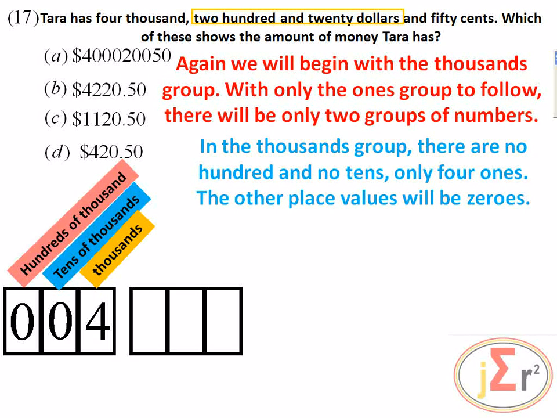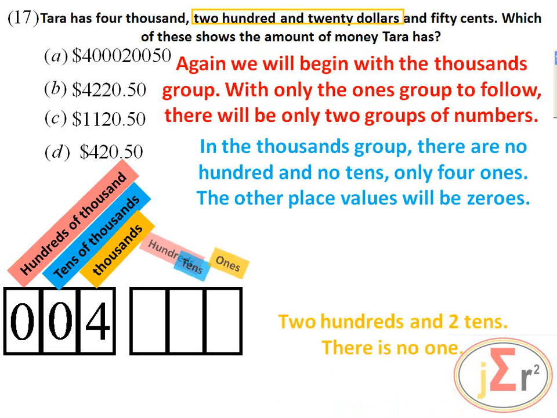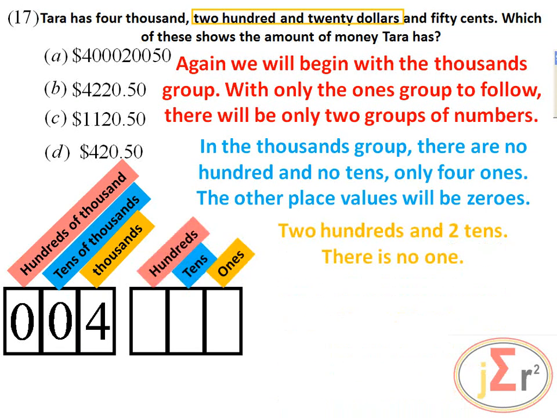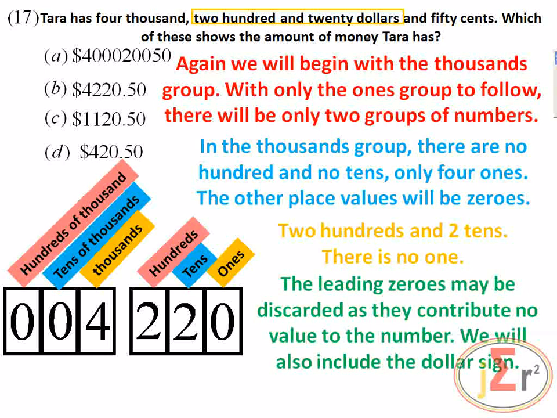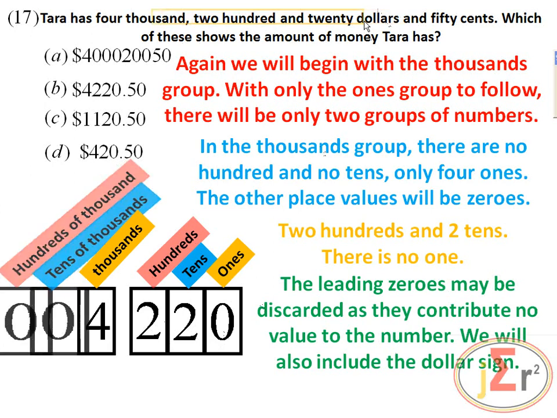$220. 220. So we have 200s and 2 tens. There is no ones digit. Well, actually, we have to have a ones digit, because without this placeholding 0, there is a great difference between what the number here would represent and the one that we have there will represent.